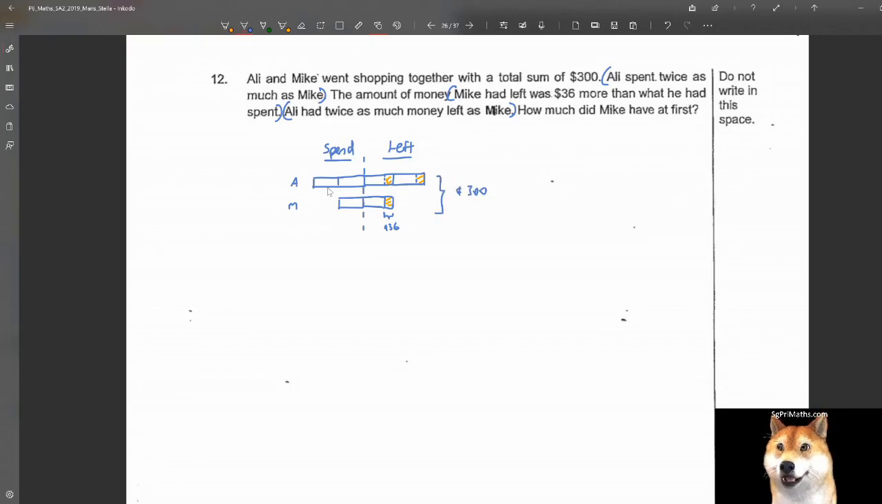How many units can we see? 1, 2, 3, 4, 5, 6. 6 units plus 3 orange boxes, which are of 36 each. So 6 units plus 36 times 3, the 3 orange blocks, gives you a total of $300. We're trying to find how much Mike has at first, which is this big area. So let's find 6 units first. It will be equal to $300 minus this 36 times 3.